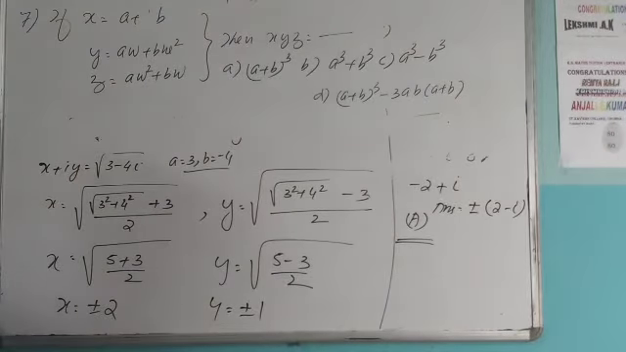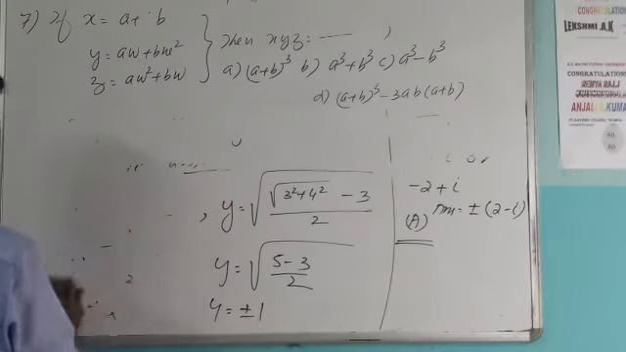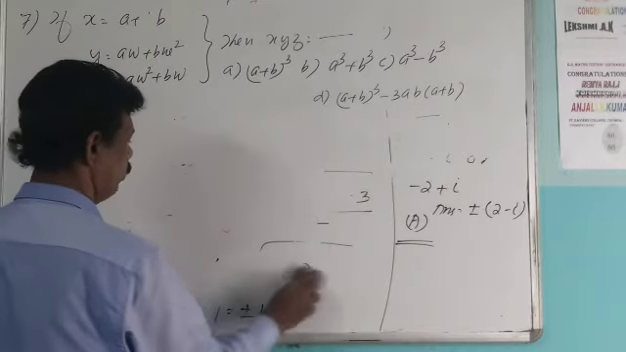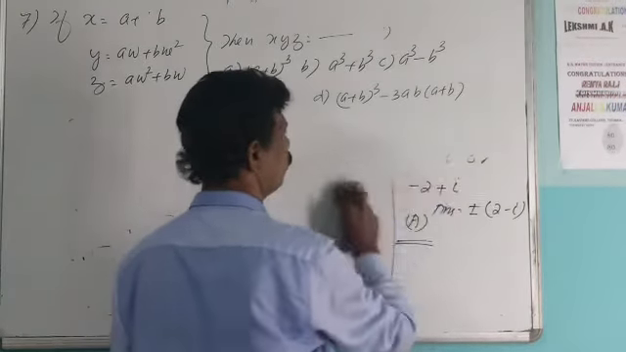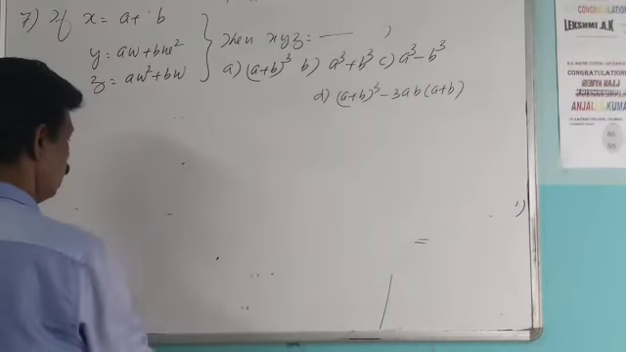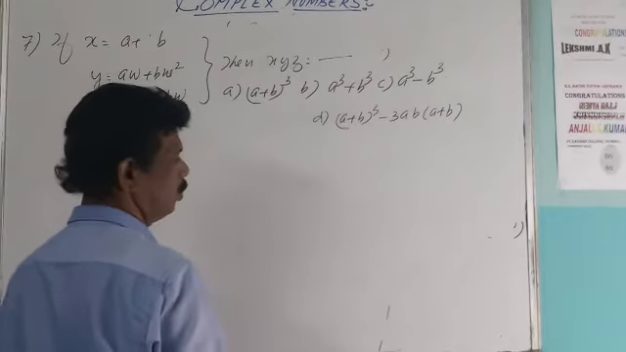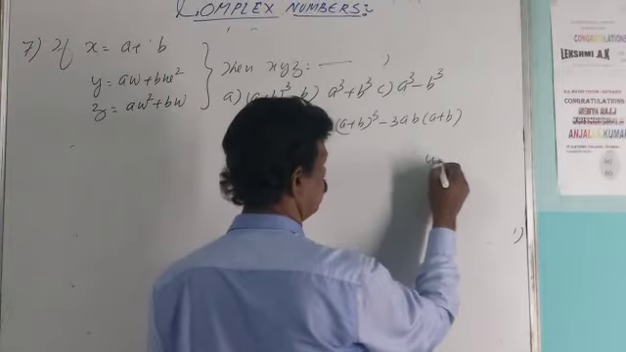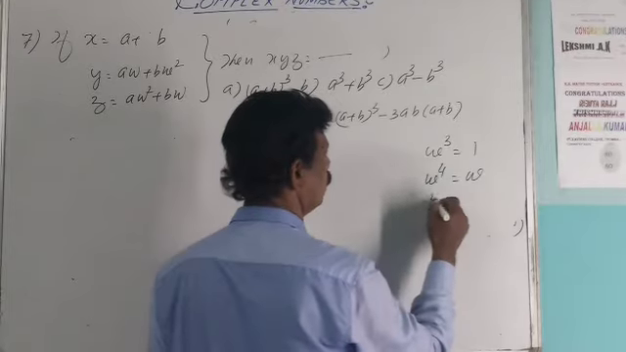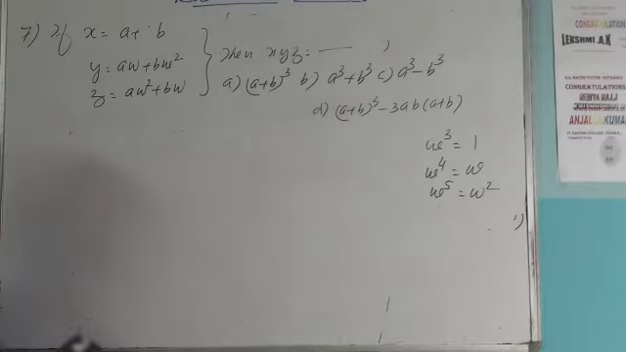If x is equal to a plus b, y equal to a omega plus b omega square, and z equal to a omega square plus b omega, here omega is a cube root of unity, then we know that omega cube equals 1, omega raised to 4 equals omega, and omega raised to 5 equals omega square. Similarly, omega raised to 6 equals 1.